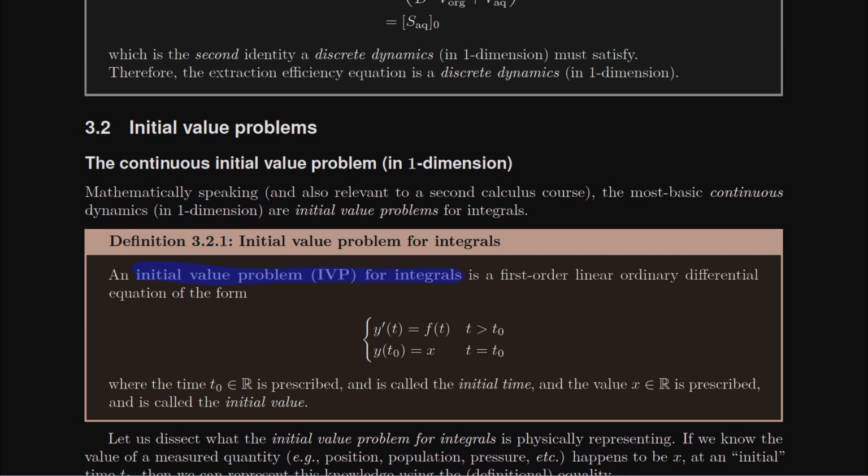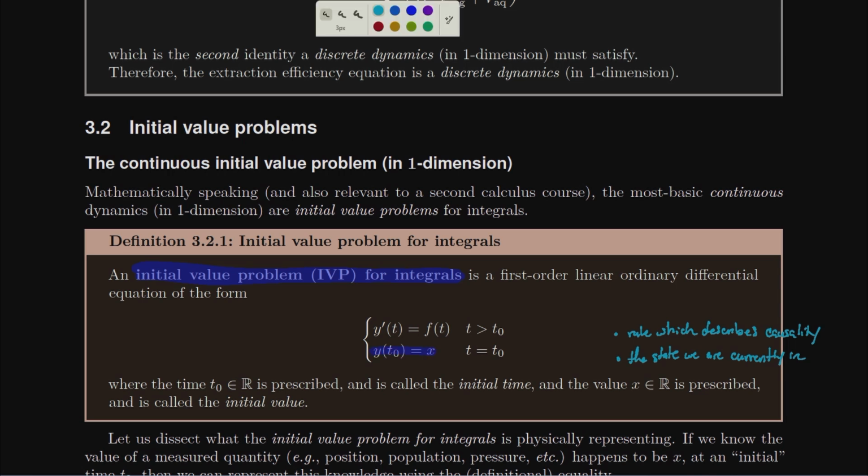This is going to be a dynamics, and if we recall from the last section, how do we like to think about dynamics? We like to think about dynamics as utilizing two pieces of information about the real world. We like to utilize the state we are currently in, as well as a rule which describes causality. And that's exactly what the initial value problem for integrals does for us. So it's always going to be paired, and at least the way that I present it, it'll be paired with the curly bracket on the left. So it's going to be a set of two equations where the bottom equation tells me where I start. So if I look at the x here, this is where I start. If I look at the t0, this is when I start.